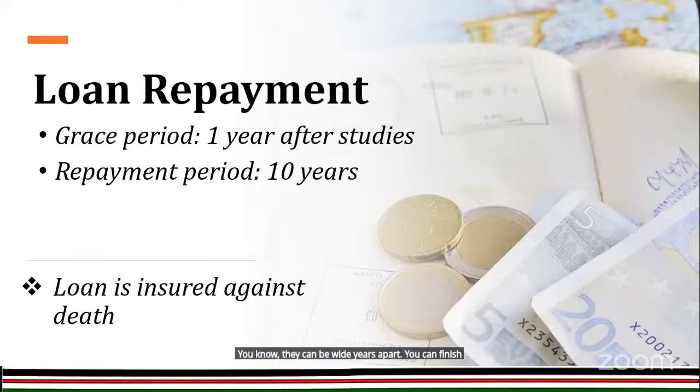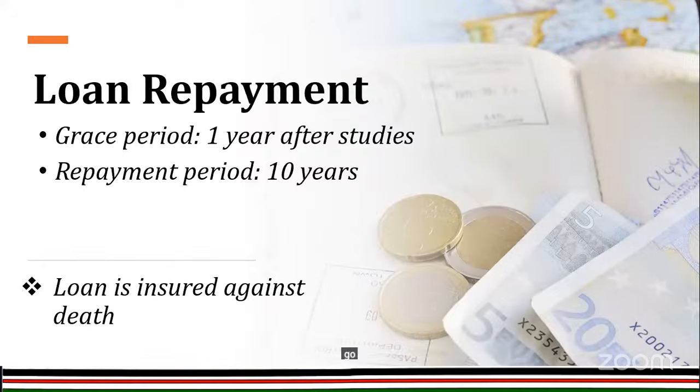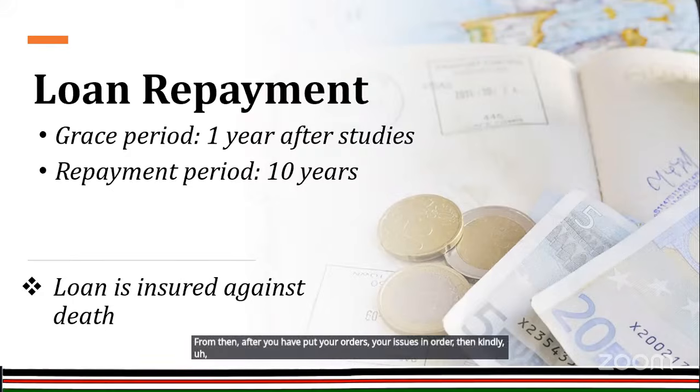You can finish your last exam, and then probably you decide you now want to go to Singapore to do something. So you'll graduate probably in the next 2 years. So it's the date of completion. Once you put that last full stop in your exam, from that day we give you a 1 year grace period. From then, after you have put your issues in order, kindly reach out to us and start your repayment process.